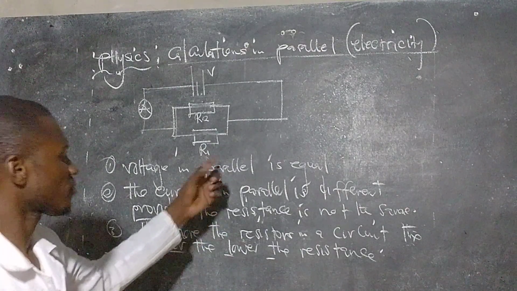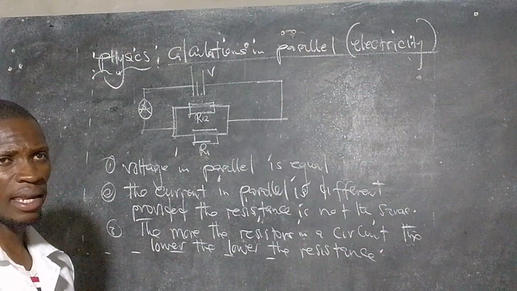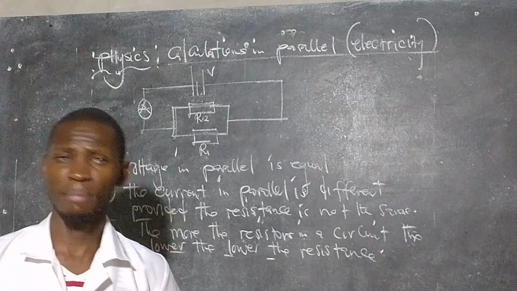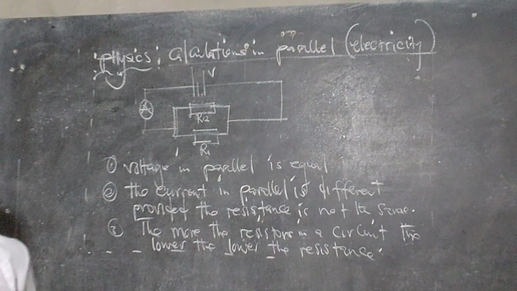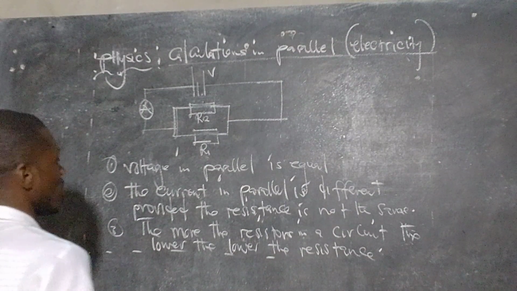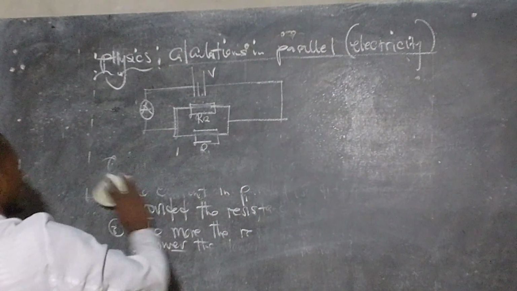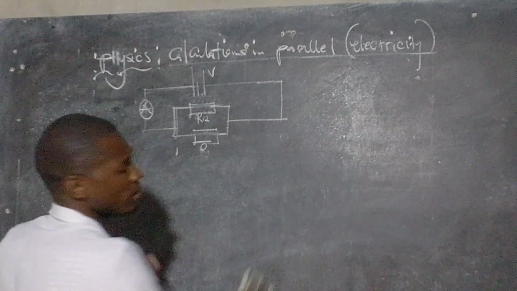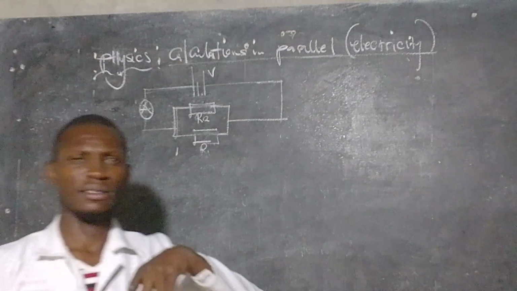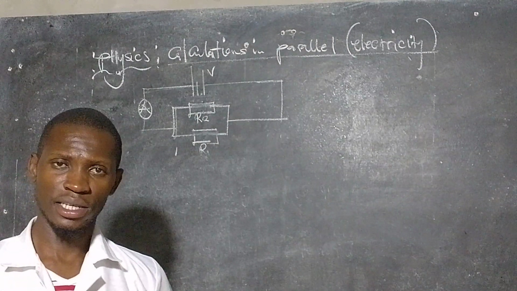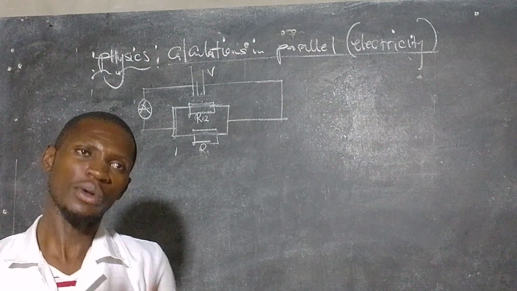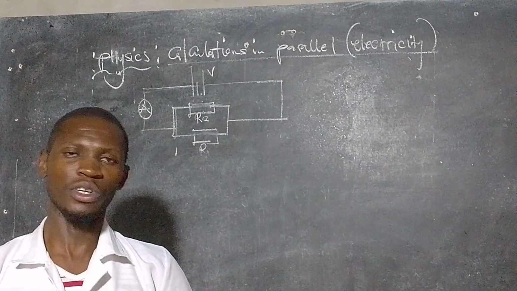Therefore, after looking at these principles, we can now go directly into calculations so that we can see how these principles can be applied. Let's remove this. Hope you have understood. So it means that the higher the resistance, the lower the current. Resistance is inversely proportional to current. So if you increase current, we're expecting resistance to reduce and vice versa.